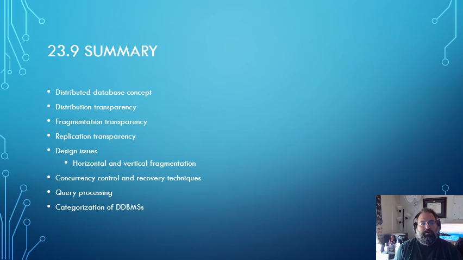In the summary, section 23.9, we talked about distributed database concepts. We talked about the concepts of transparency, design issues with horizontal and vertical fragmentation, concurrency control and recovery techniques, query processing, and categorization of distributed database management systems along the 3 dimensions.